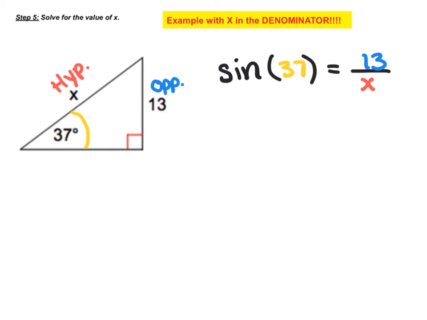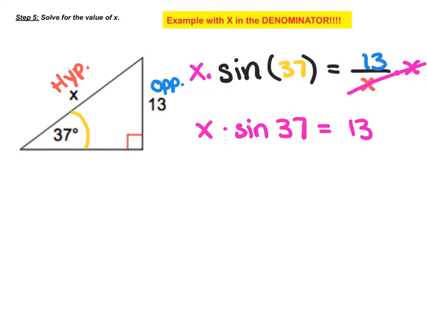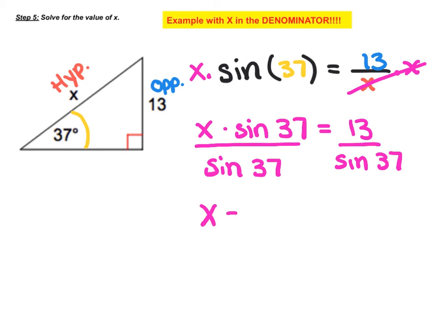Now, in order to finish solving, we have to follow the following steps. So the first thing you want to do is clear the fraction. So you multiply both sides by x, so that these x's cancel, becomes x times sine of 37 equals 13. Now, the opposite of multiplying is dividing. So we would divide both sides by sine of 37. So it becomes x equals 13 divided by sine of 37.